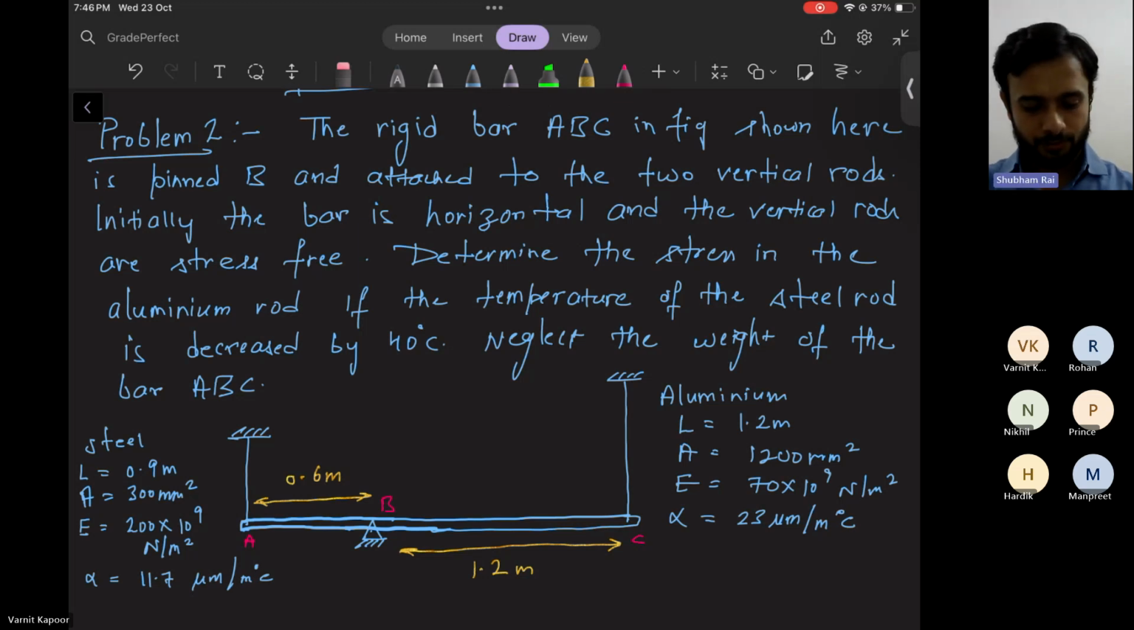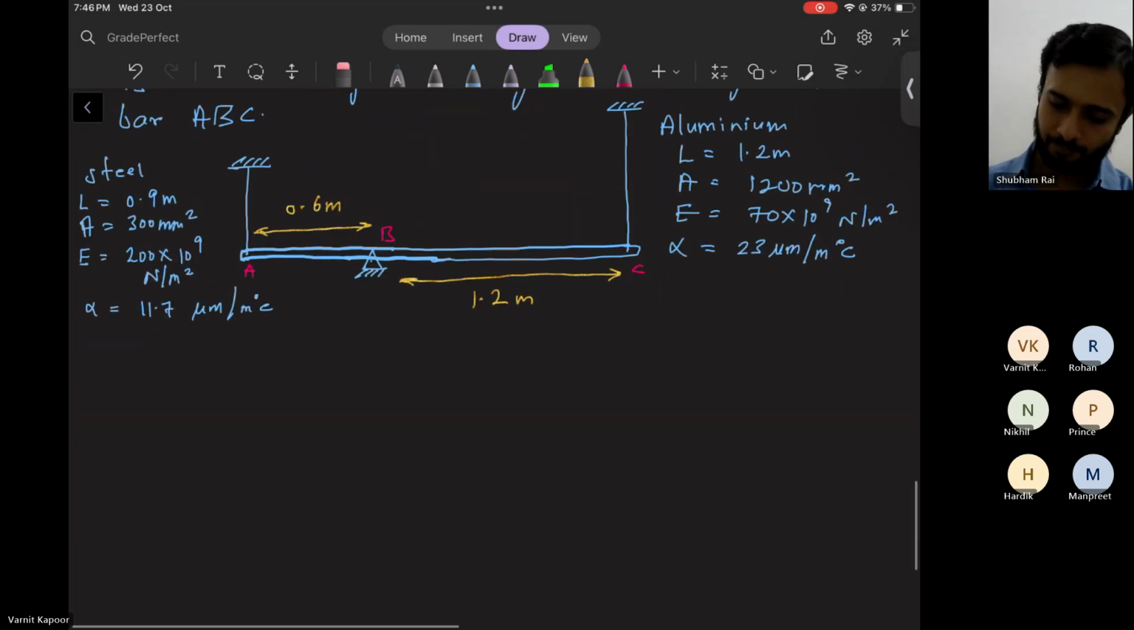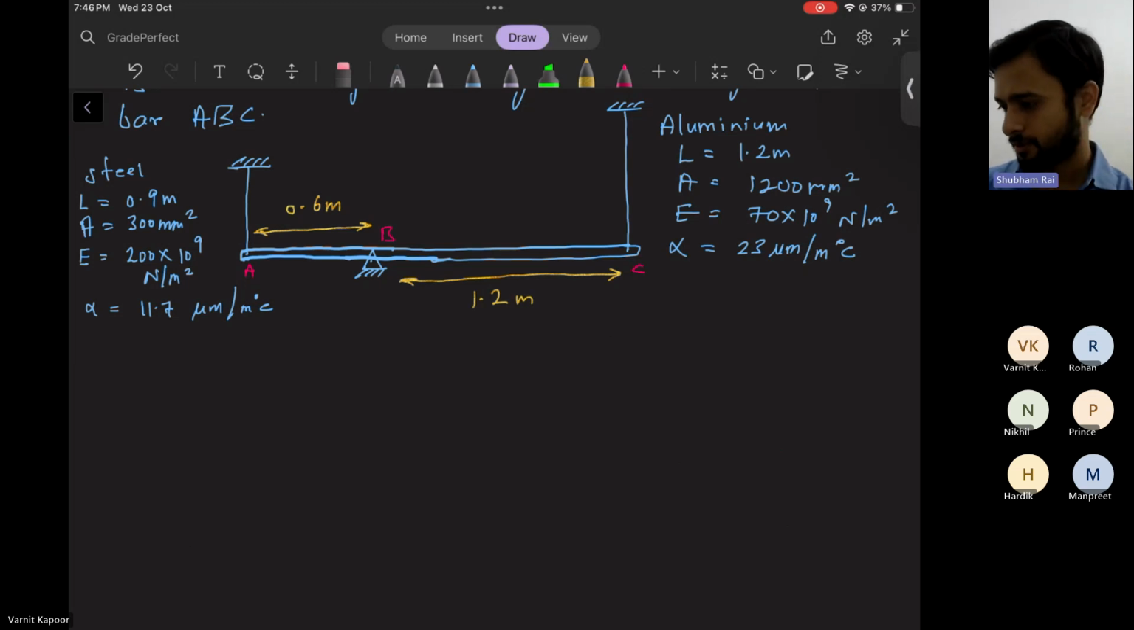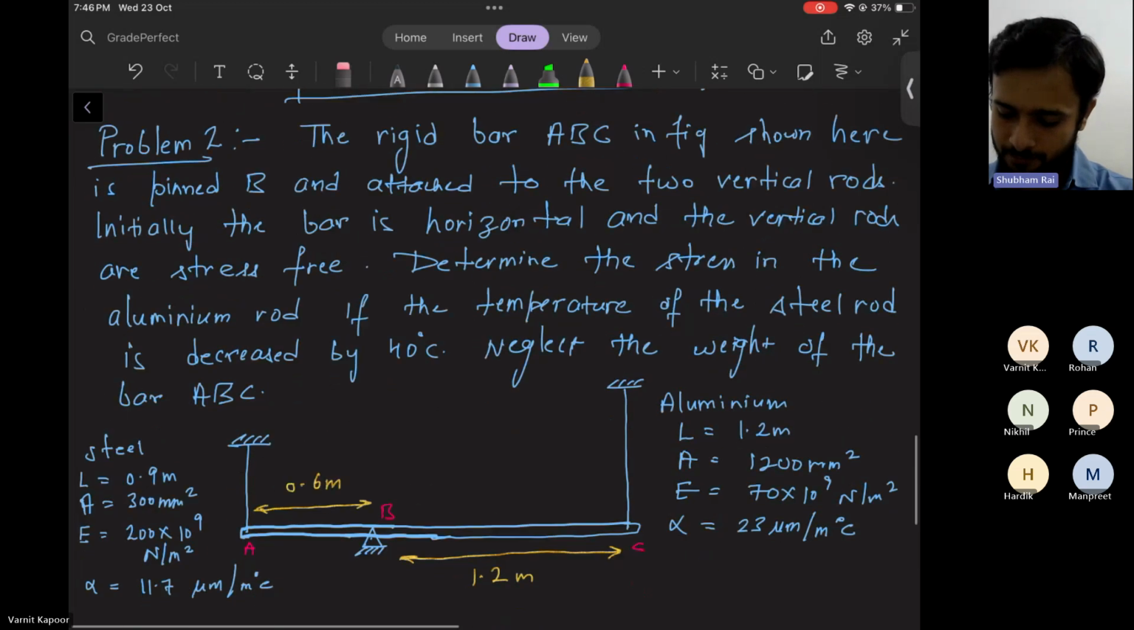So let me solve this for you. Again, this pen will take some time. Meanwhile, try to solve this question.